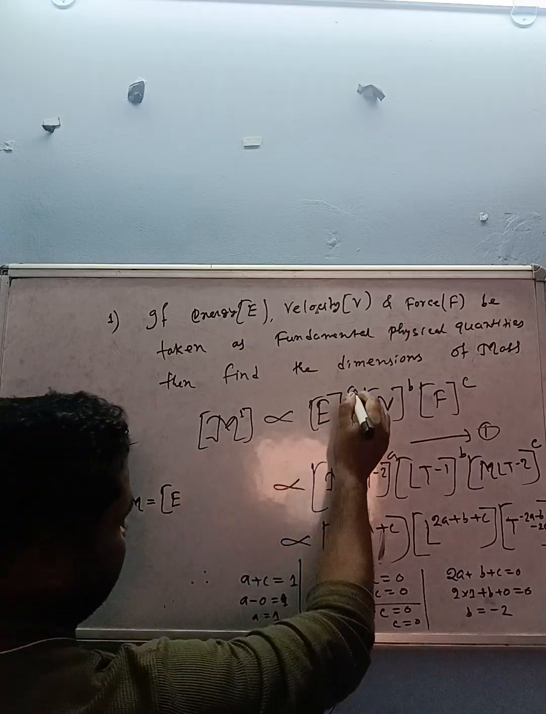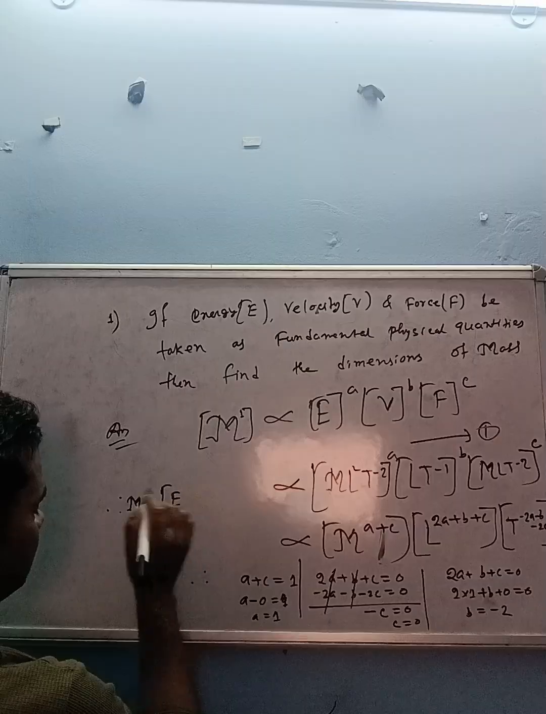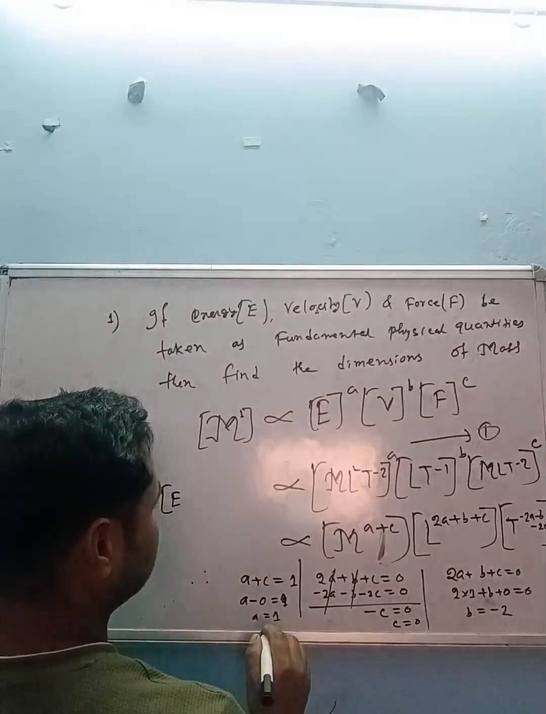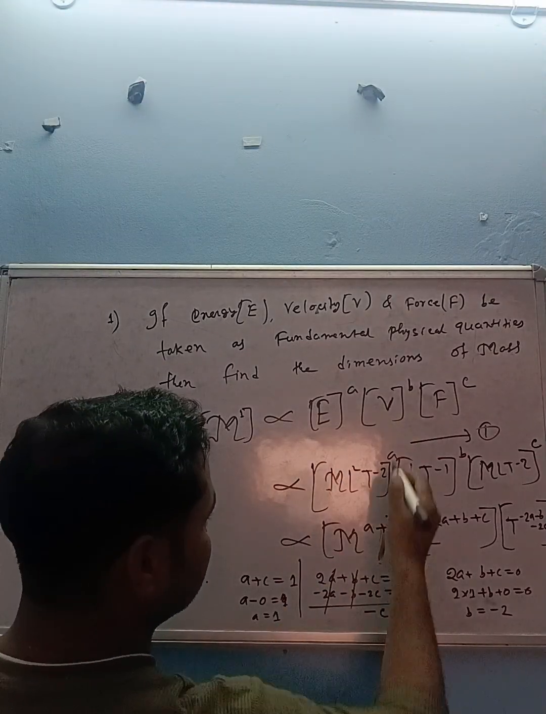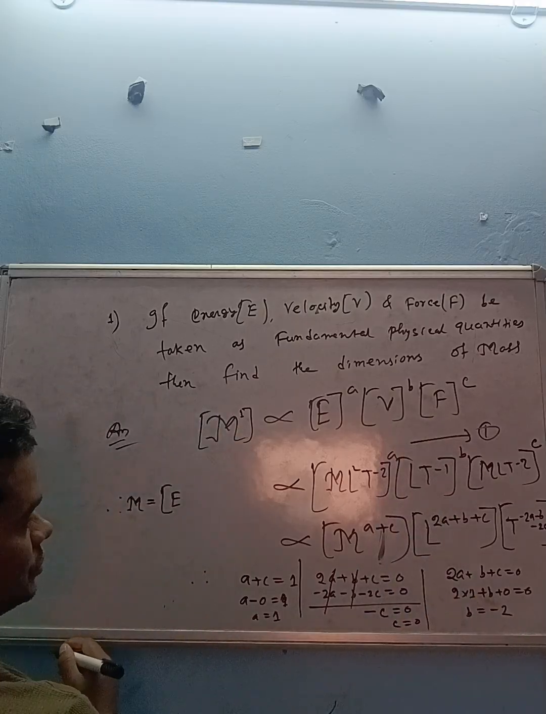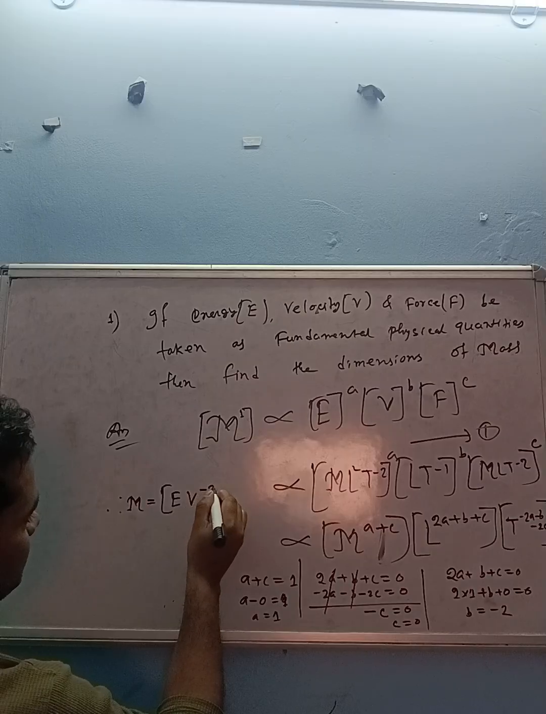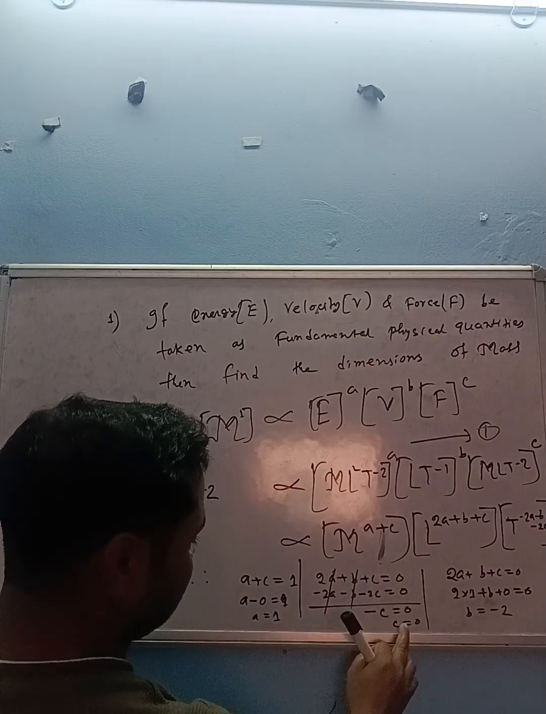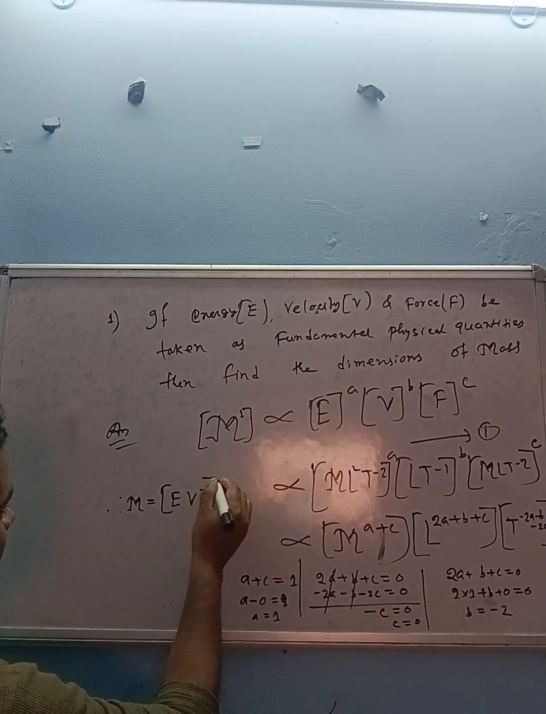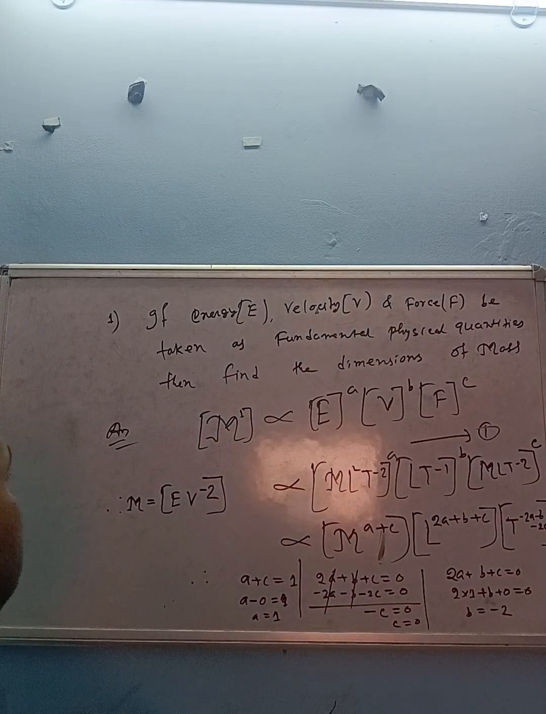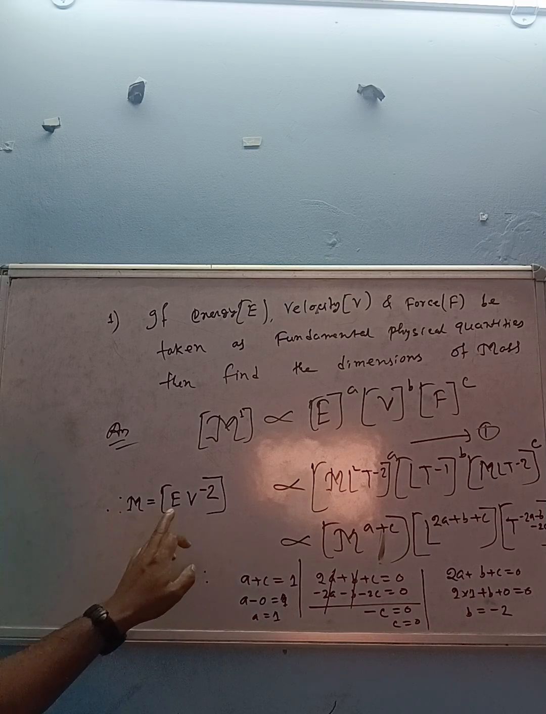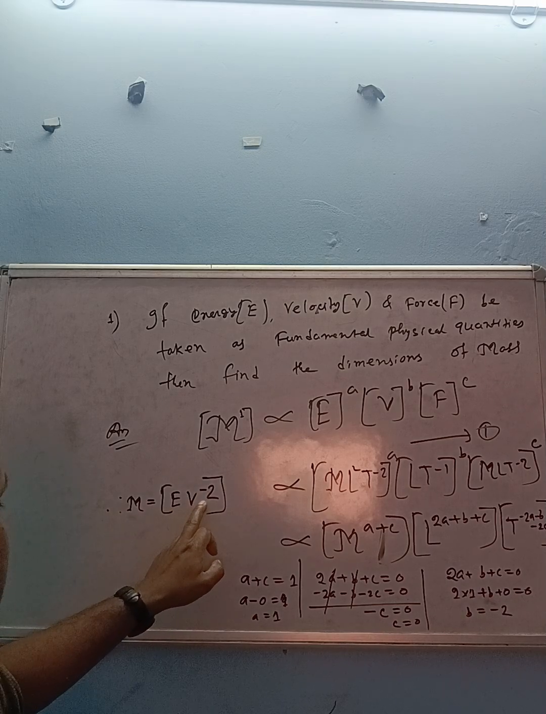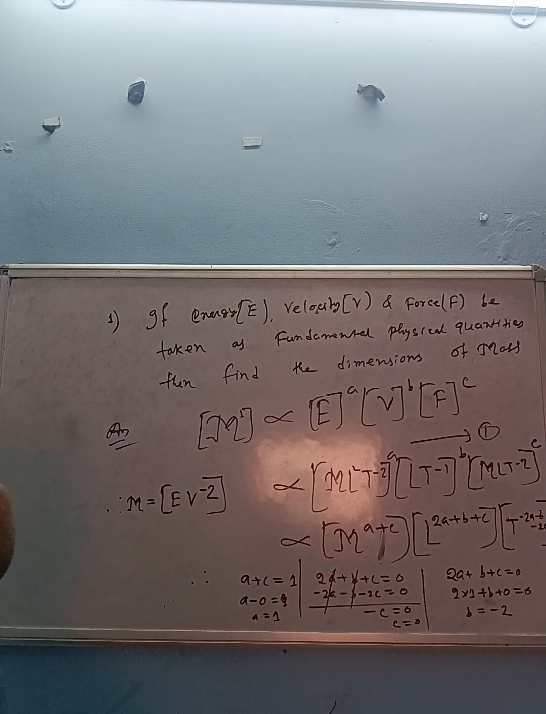E to the power a, with a equal to 1. After that, V to the power b, which is minus 2, V to the power minus 2. Next, F to the power c, which is 0, so it has no value. This is the answer. So the dimension of mass equals E V to the power minus 2. This is the dimension of mass when energy, velocity and force are given. Okay.